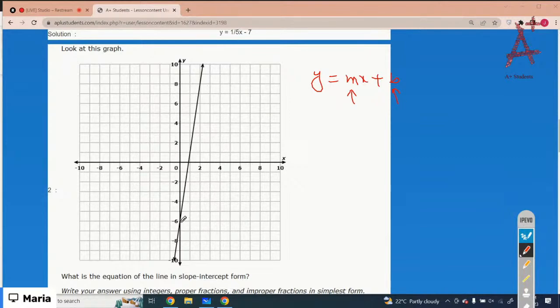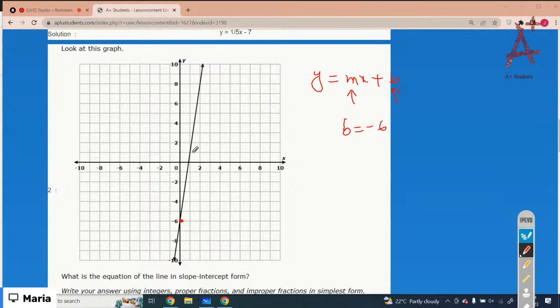So just look at the graph. Here is the y-intercept. The y-intercept is the point where the graph is touching the y-axis. Got it? So the graph is touching at -6, so b equals -6. And you have to find the slope.